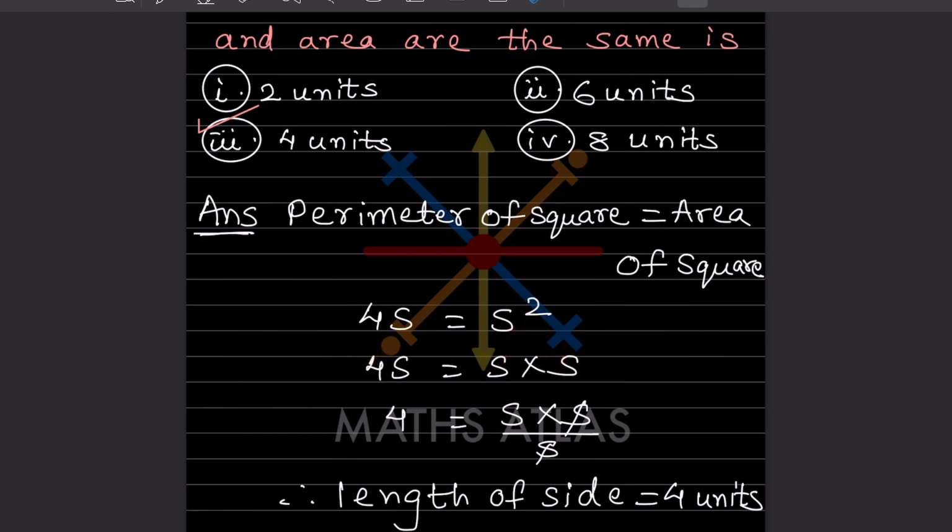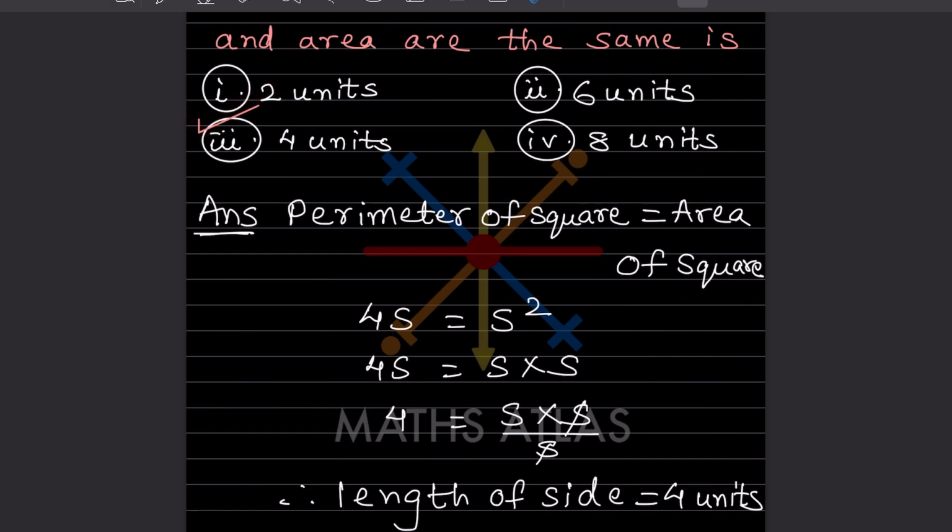So now what will you do? 4 you will keep on one side. This s into s is the same as this one, and if this is in the numerator, it goes to the other side and gets in the denominator. So this s and this s get cancelled. So what remains is s is 4. That is nothing but length of side is 4 units. We don't know what unit is given, whether it's centimeter or meter. But writing units is important. So can you see here?